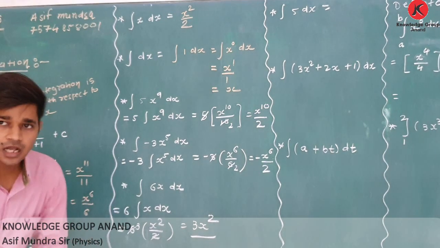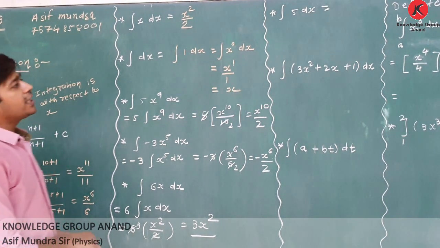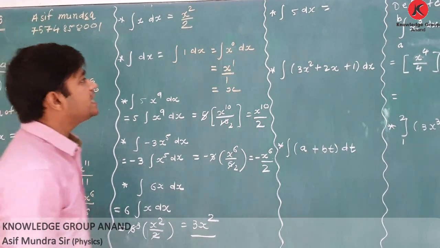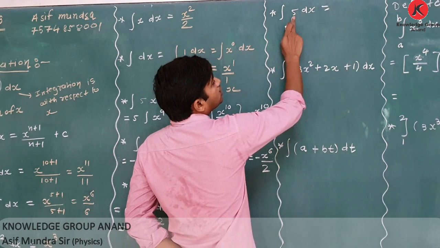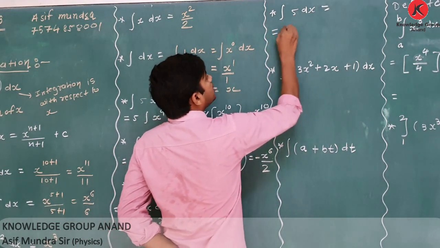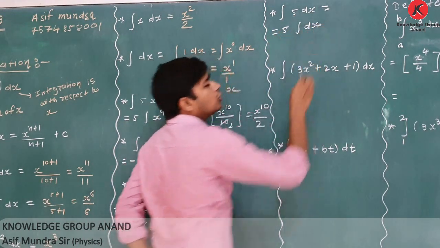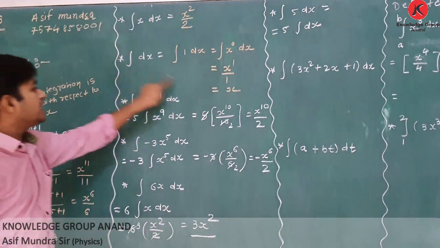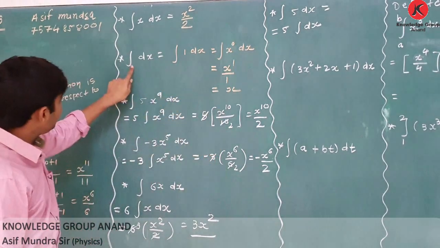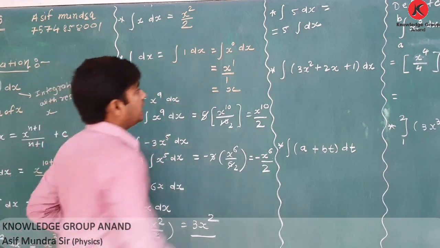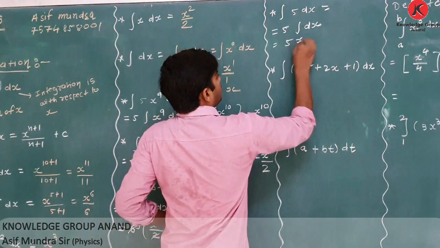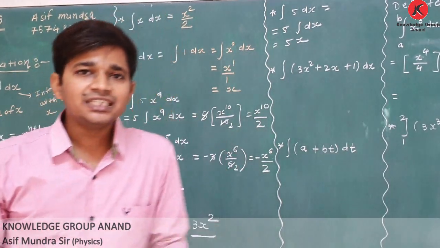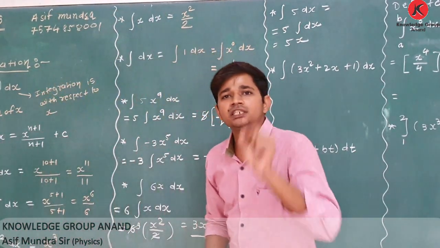Clear? Okay. Next one. Integration 5 dx. See, 5 is constant, take it out of integration. You already know what is integration dx. Integration dx is equal to x. So your answer is 5x.